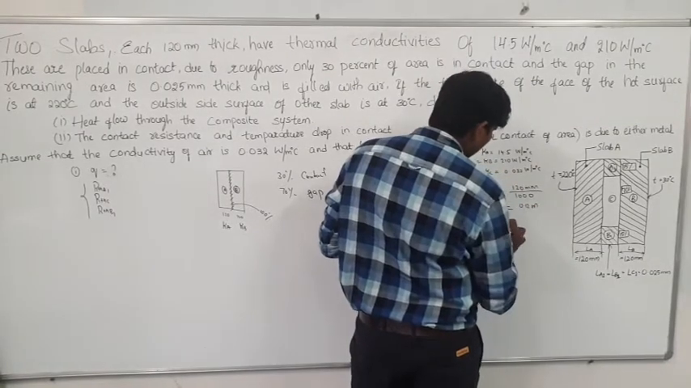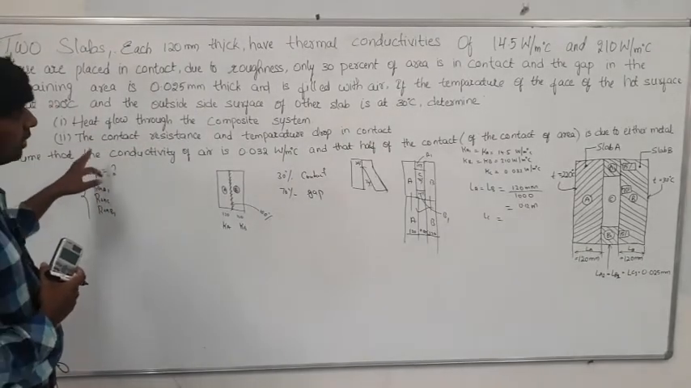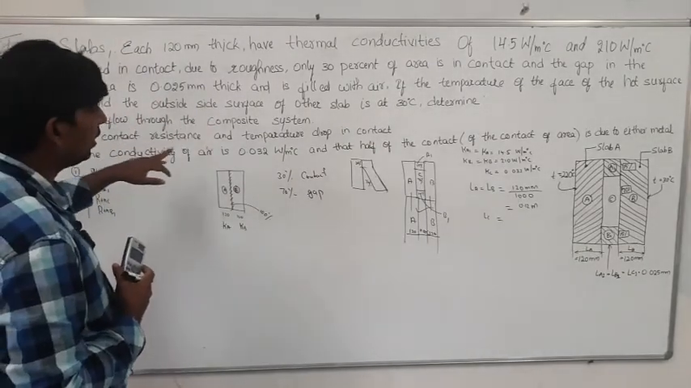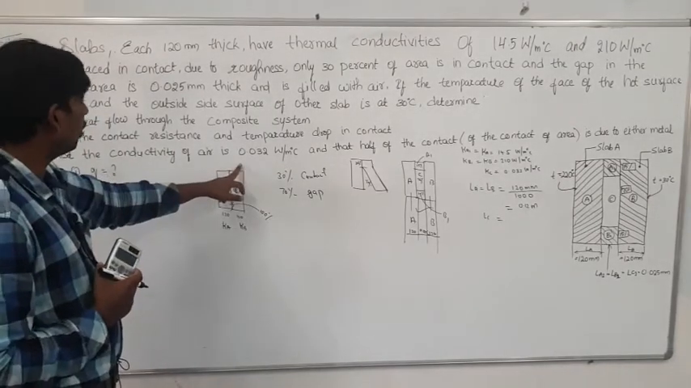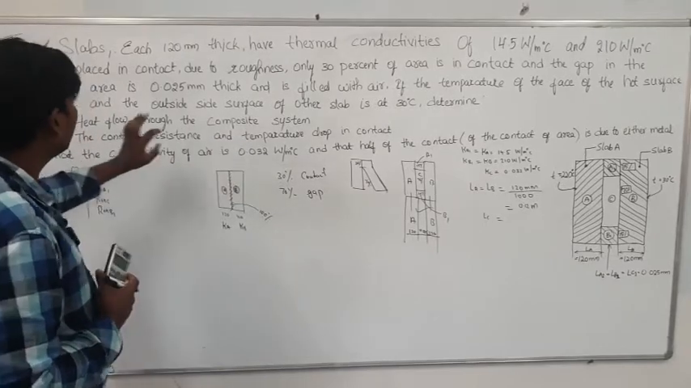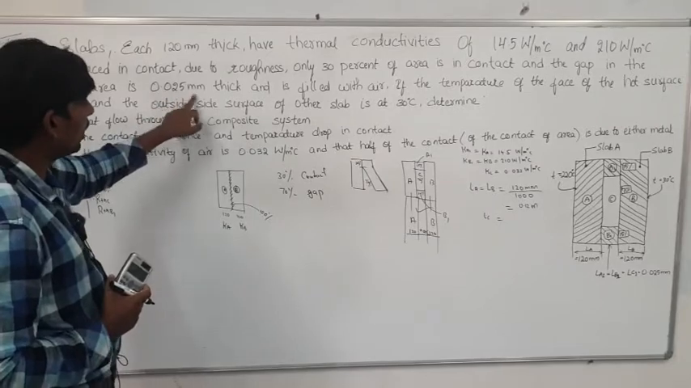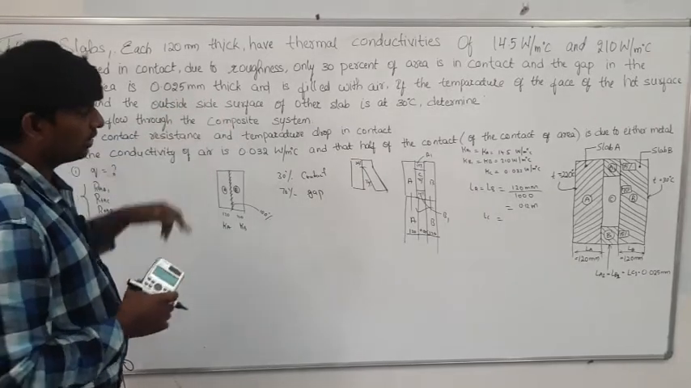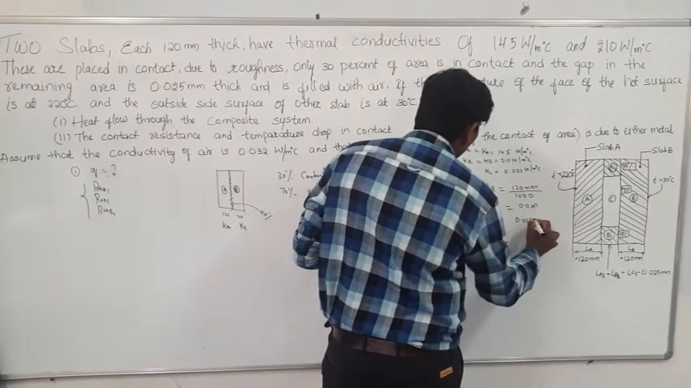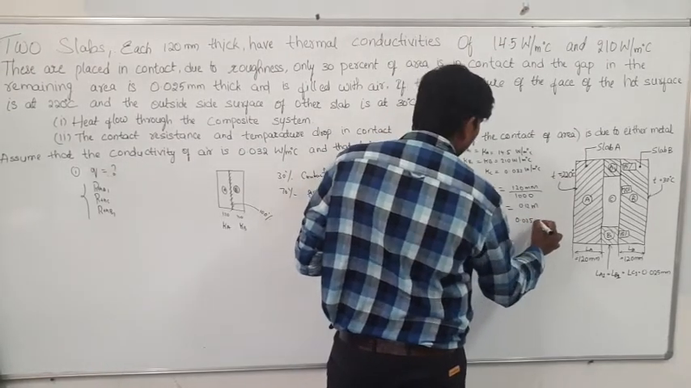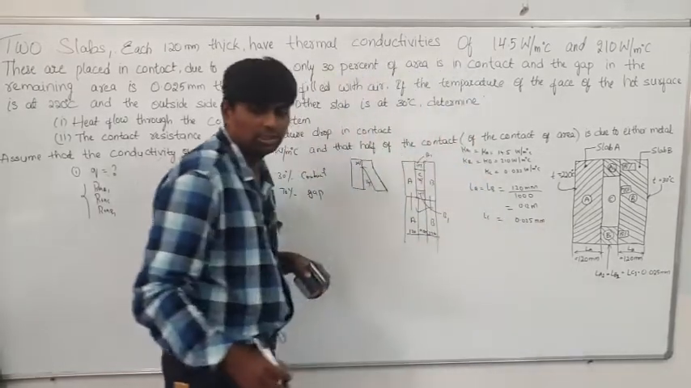And the Lc value is also given, as you can see in the question. Where is it mentioned? As you can see, 30% of this one is there. After that, in the question it is mentioned for the Lc value: the remaining area is 0.025 mm thick. So this is the value of Lc. It is given in mm.